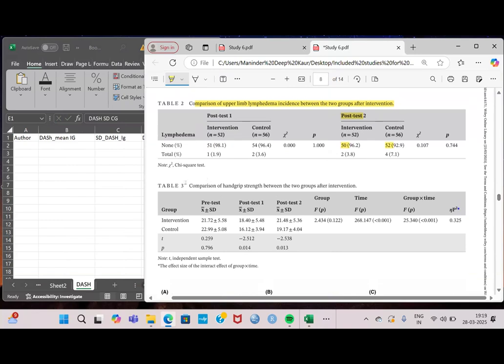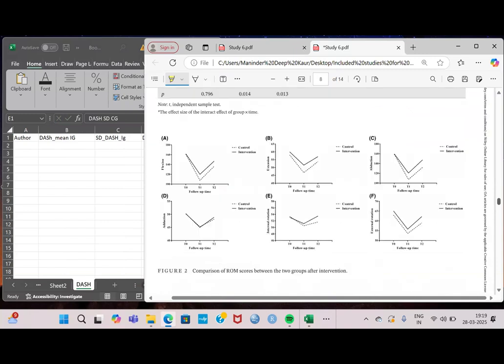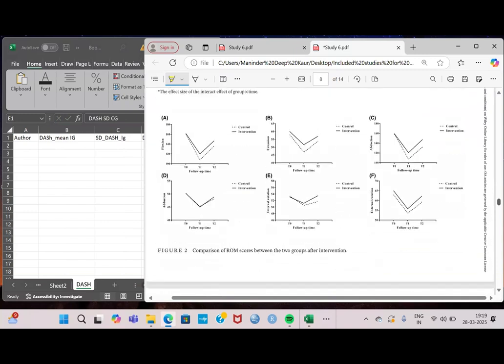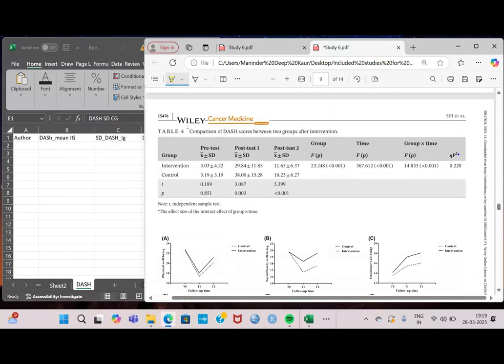So the next table is showing the comparison of hand grip strength. No, I don't need that. This is the range of motion in the affected extremity. No, I don't need that. Yes, see, this table is telling us about the comparison of DASH score between two groups after the intervention. I need that only.